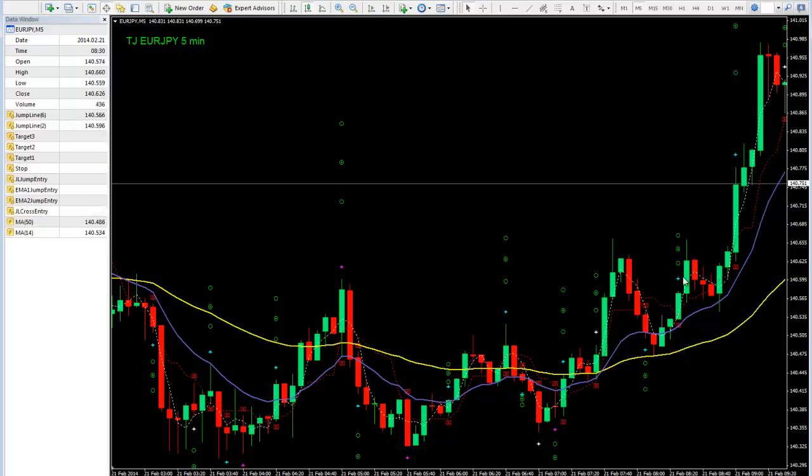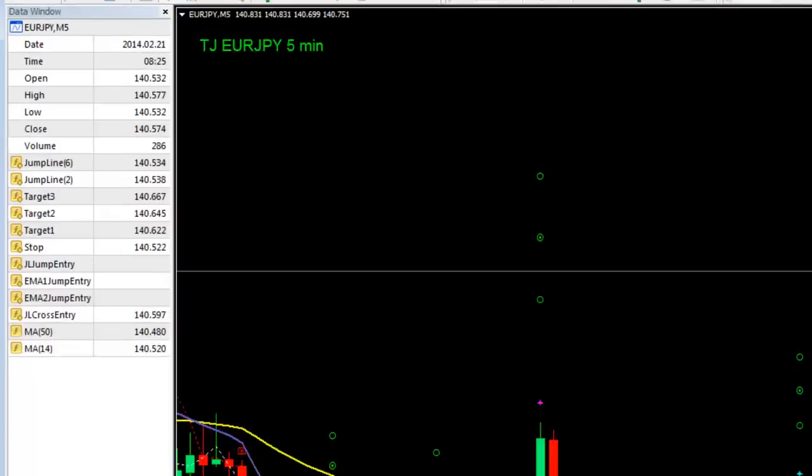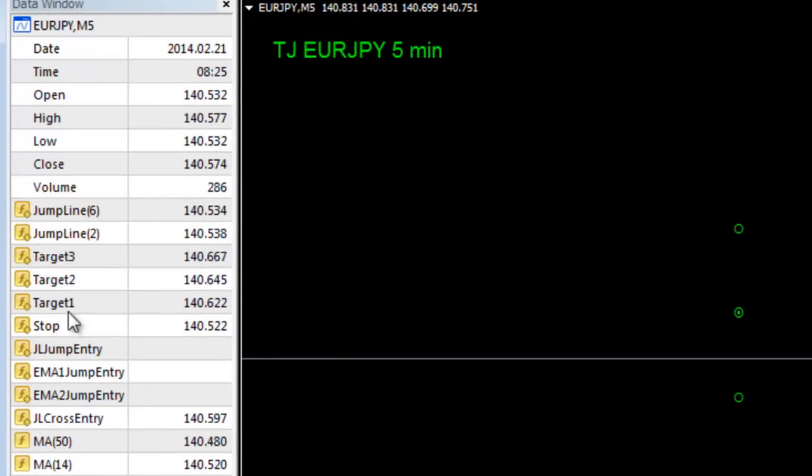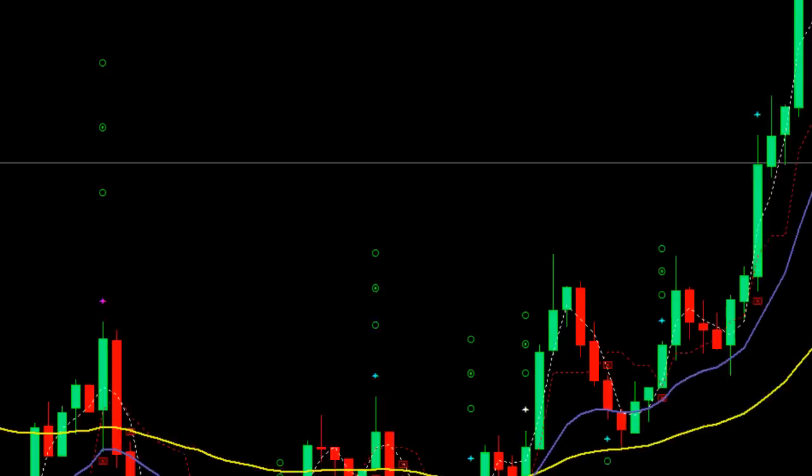If you click on the bar, hold the Alt key down, you can see the trade over here in the data window. There's your entry. Here are your targets. You're going to ignore them because they're too small. You trail the purple line.